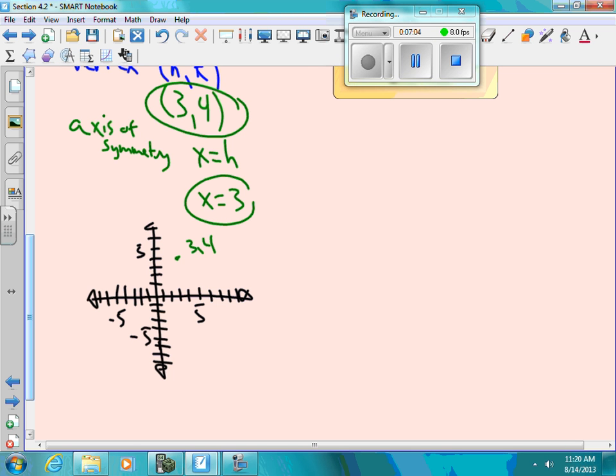Label that. My axis of symmetry is the line that goes through the vertex. It's always a vertical line. And that's x equals 3. We know it opens down because a is negative. We just need to get some points on either side. Now, I could make my own xy table and put some values in.